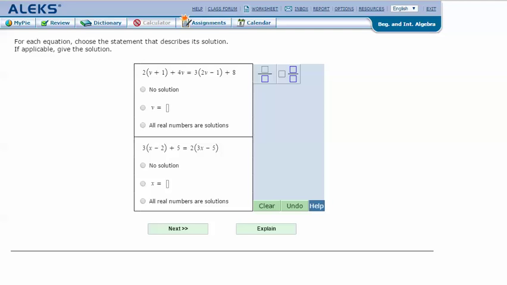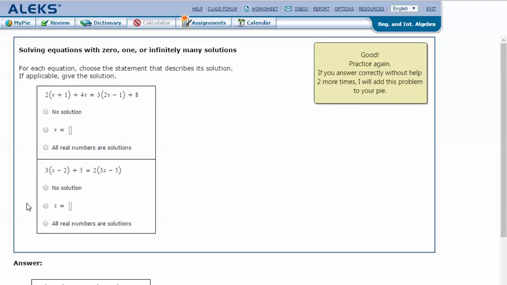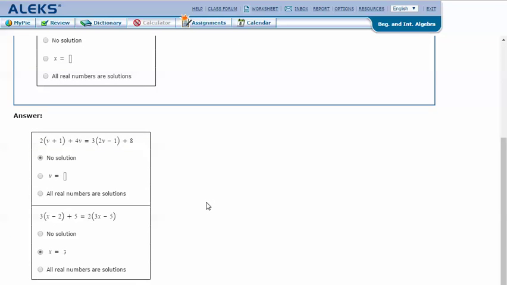In my ALEKS screen, type in the answer that I got in my notes. No solution for this one. And x equals 3 for this one. And click Next. And it says that I got the correct answer.